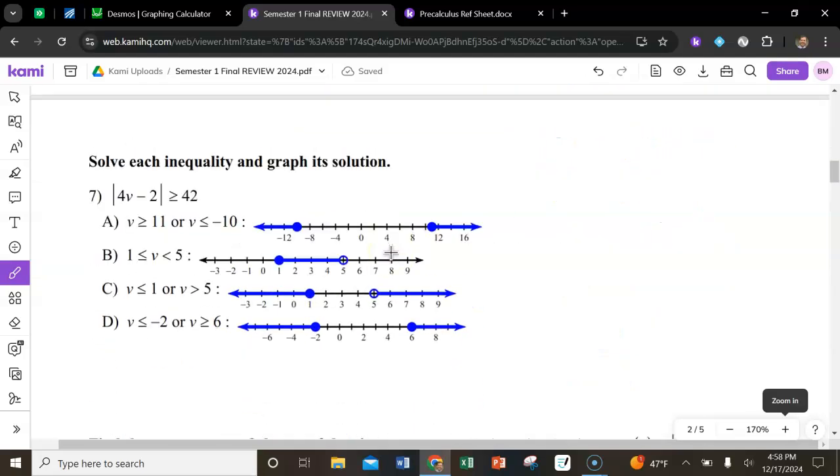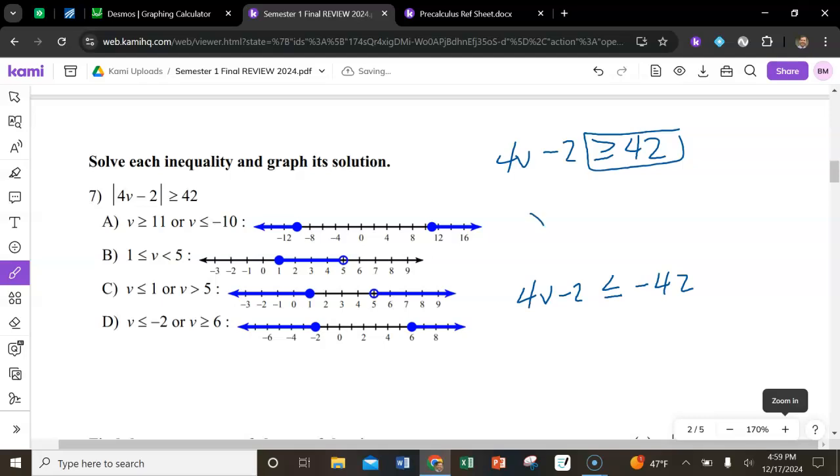Number 7, the way you solve a compound inequality is you take the stuff on the inside. The first one, you just keep everything the same and solve that. The other one, you take the stuff on the inside, and then you change both of these things. So we're going to say less than or equal to negative 42. And we're going to solve that out. If you solved this, you would get v is greater than or equal to 11. If you solved this, you would get v is less than or equal to negative 10. So the answer has got to be A.